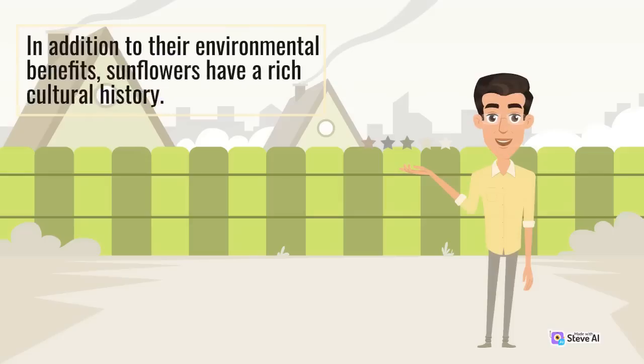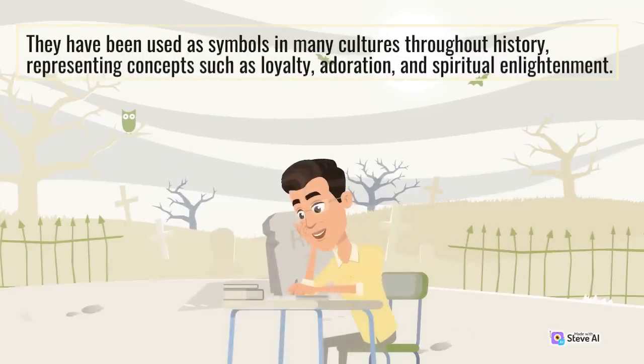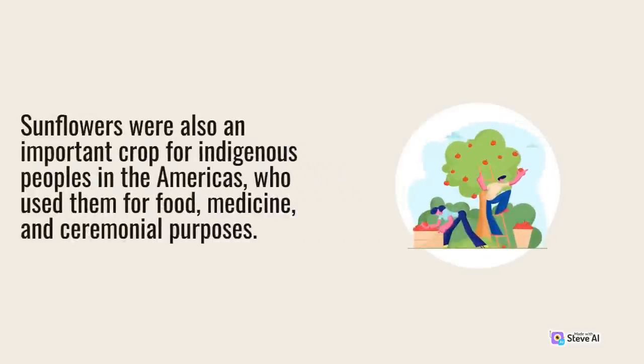In addition to their environmental benefits, sunflowers have a rich cultural history. They have been used as symbols in many cultures throughout history, representing concepts such as loyalty, adoration, and spiritual enlightenment. Sunflowers were also an important crop for indigenous peoples in the Americas, who used them for food, medicine, and ceremonial purposes.